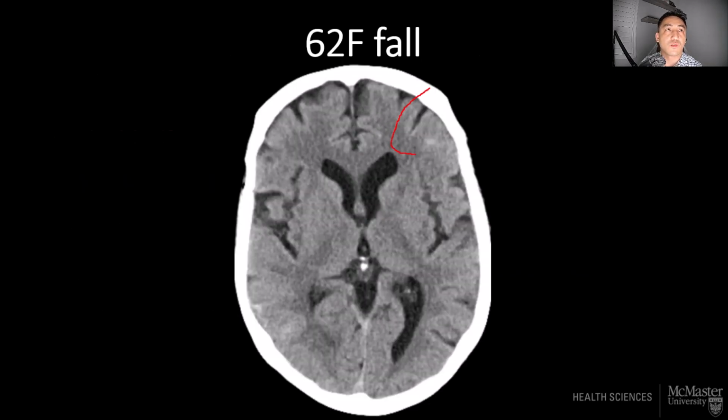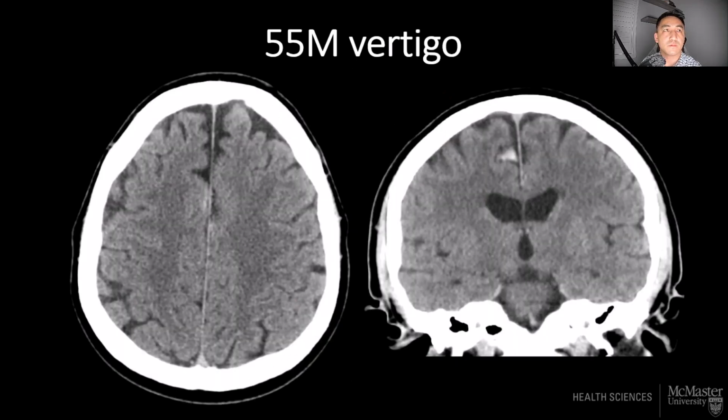Here is a coup contra coup pattern. Pretty easy. Here's a 55-year-old patient with vertigo, nausea, and vomiting. He vomited 20 times, had a syncopal event, fell, and hit his head. We were only given the history of vertigo in this case.